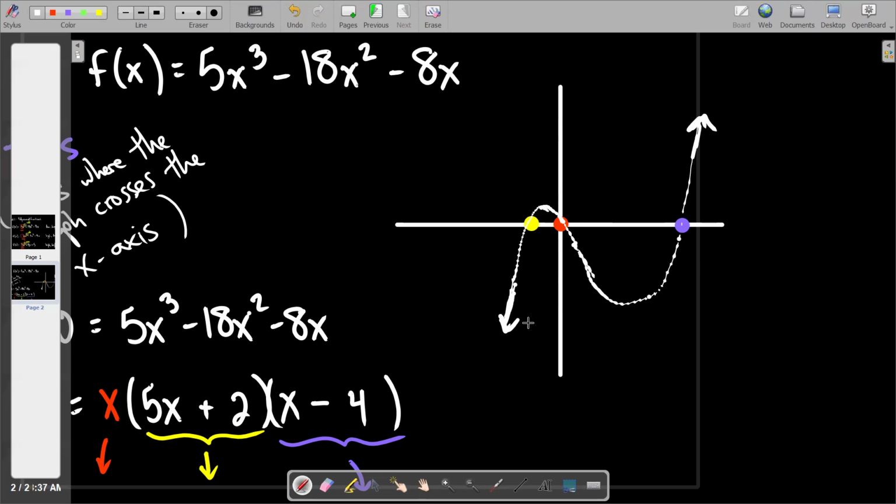You can see in this case that neither one is any more important than the other. You can't do it without the zeros, and you can't do it without the end behavior, right?